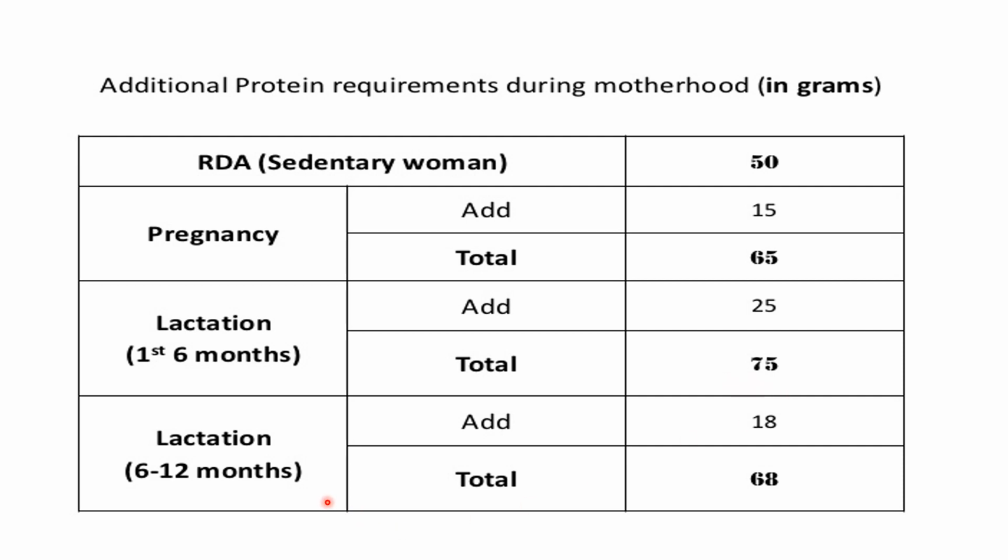And for the lactating mother after 6 months, she needs 18 grams additionally in a day along with the normal recommended daily allowances. So the total need of protein will be 68 grams in a day.